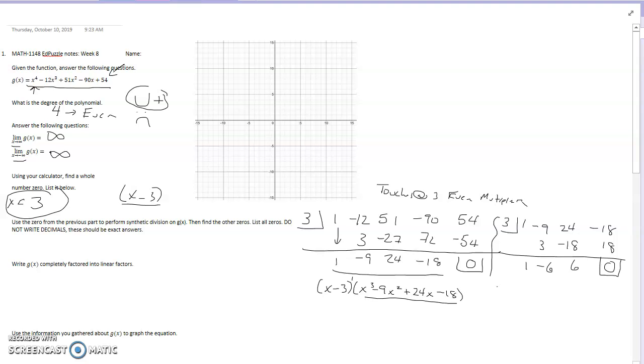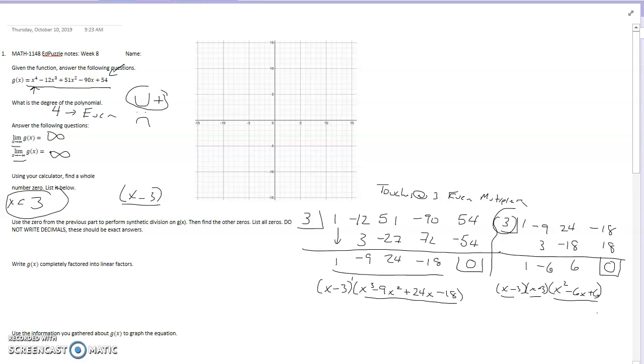So we broke this up. Let's keep what we had. We had an x minus 3. We just divided by another x minus 3. And then our resulting polynomial is x squared minus 6x plus 6. Okay, so we have 2 linear factors of x minus 3, and then we did finally get this down to a quadratic, which is x squared minus 6x plus 6.